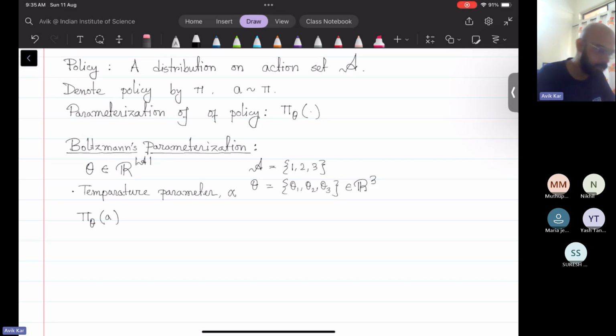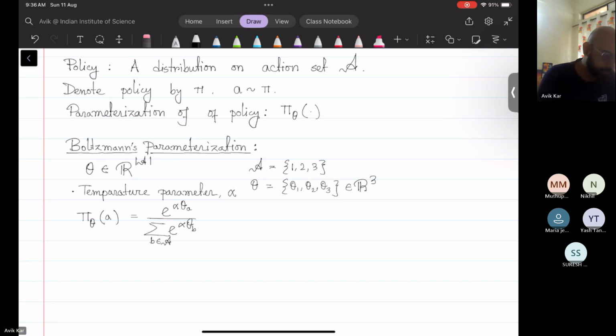At a, what is the probability of taking that action? That is e raised to alpha theta a, where theta a is the corresponding parameter, divided by the sum over b in the action set. So a is already written, so writing b to denote arm, e raised to alpha theta b. So this is normalizing, so this is indeed a probability.